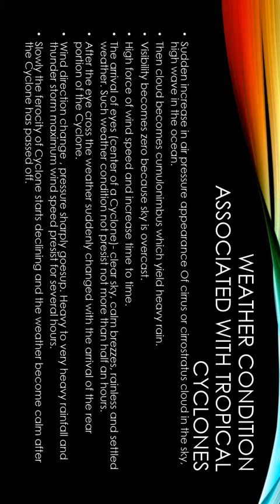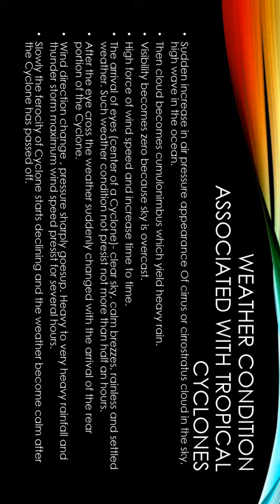Weather conditions associated with the arrival of a tropical cyclone: sudden increase in air pressure, appearance of cirrus clouds in the sky, and high waves in the ocean. Then the clouds become cumulonimbus with very heavy rainfall. Visibility is zero because the sky is overcast. The force of wind speed increases from time to time.